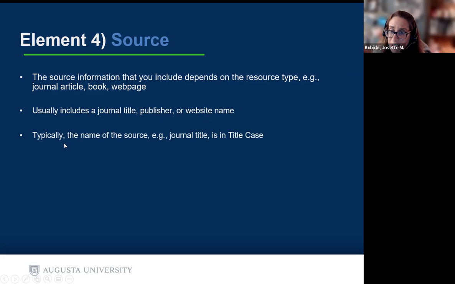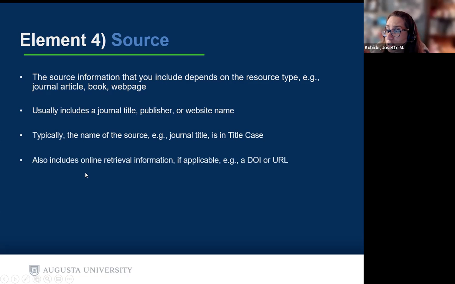So typically, the name of the source, for example the journal title, is in title case. What title case refers to is each main word starts with a capital letter, and little connector words like of, the, in are in lowercase. Also, you include the online retrieval information if applicable. So you include the DOI, the digital object identifier, or the URL.